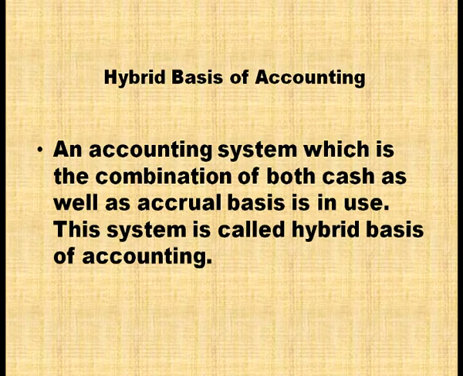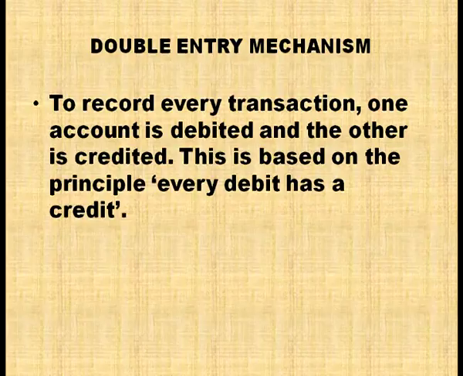There is one more basis of accounting, that is hybrid basis of accounting. An accounting system which is a combination of both cash and accrual basis is in use, that is the hybrid basis of accounting. Here we should know one more term, double entry mechanism or double entry system.